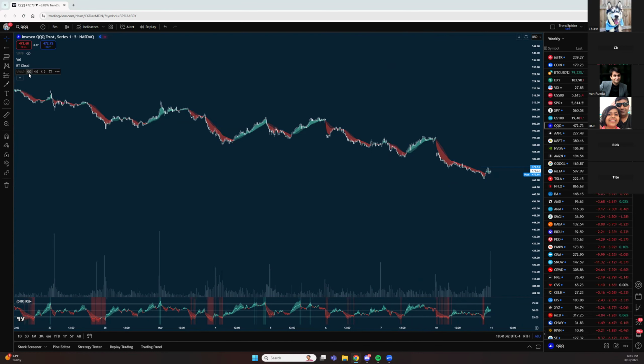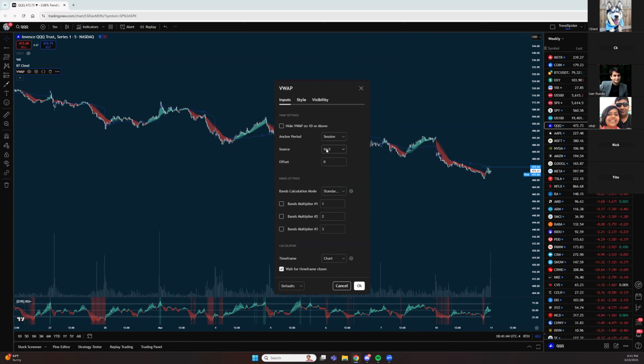So the question about VWAP, this is just the standard high-low close here for the session. It pretty much stays the same. It's unified across all time frames here.